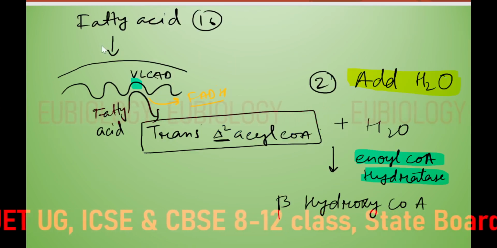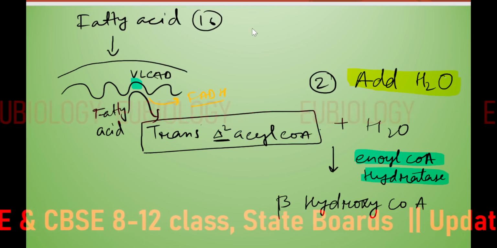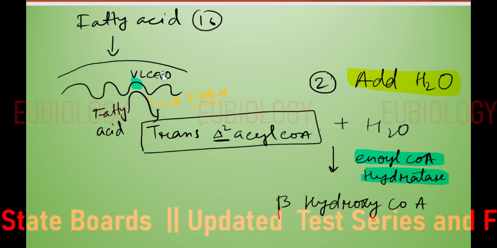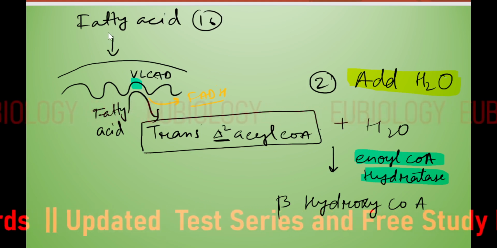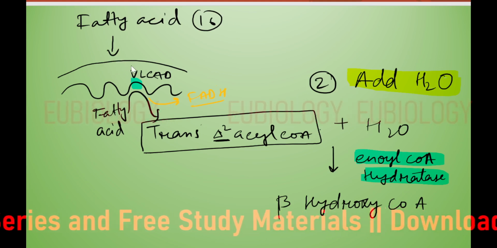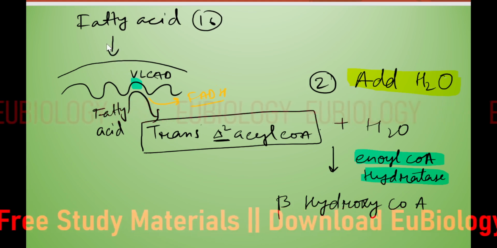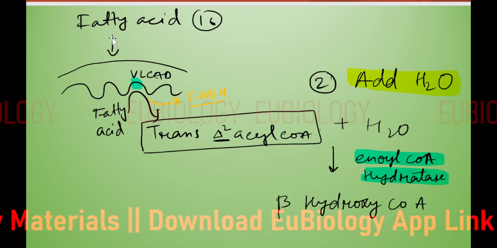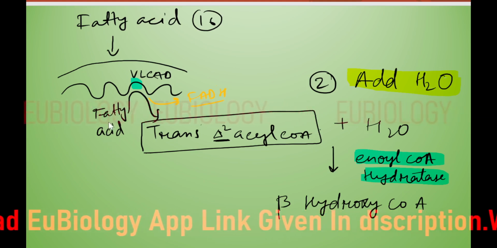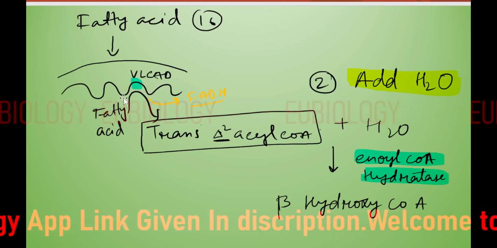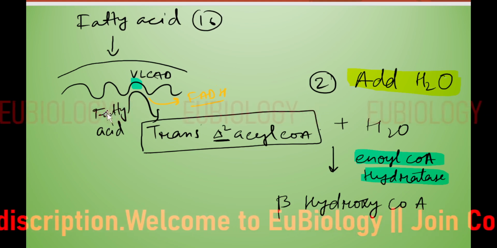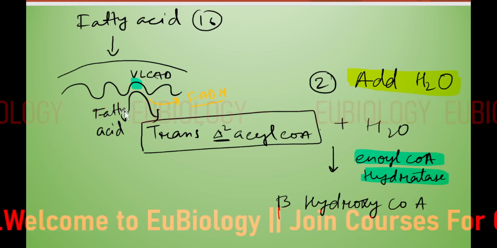So suppose this is the fatty acid, a 16 carbon compound like palmitic acid, coming inside. How will it come inside? There will be the carnitine shuttle, which will help in the transport of the fatty acid. Now the fatty acid came into the mitochondrial matrix, and then the VLCAD, which is present in the inner mitochondrial membrane, is making a double bond between the alpha and beta carbon.